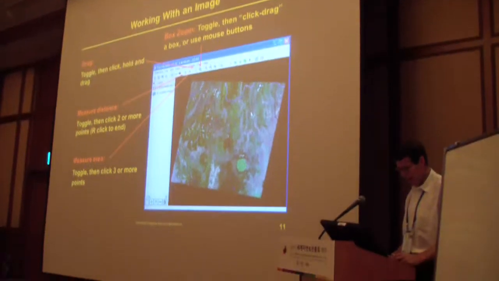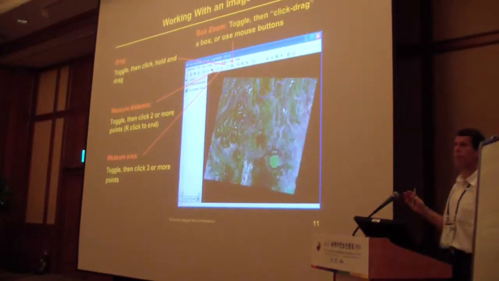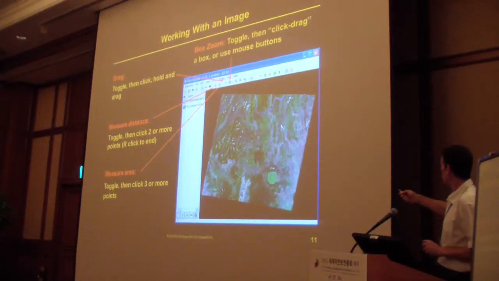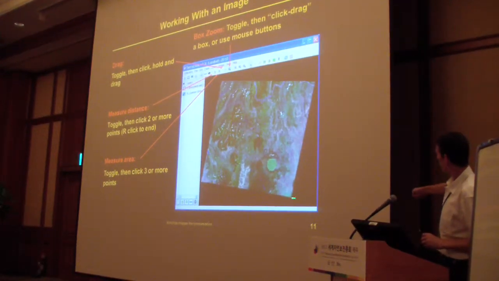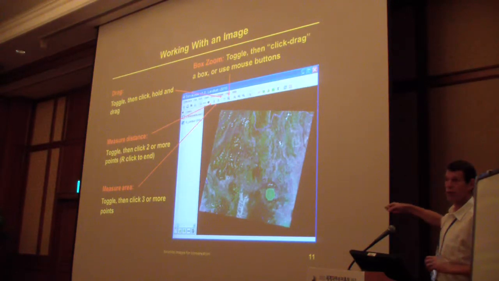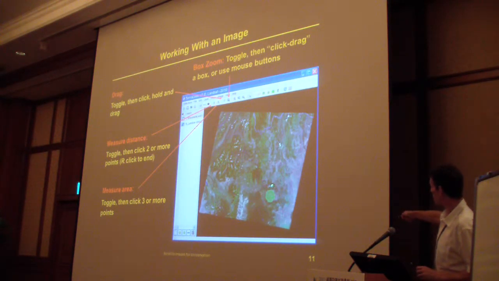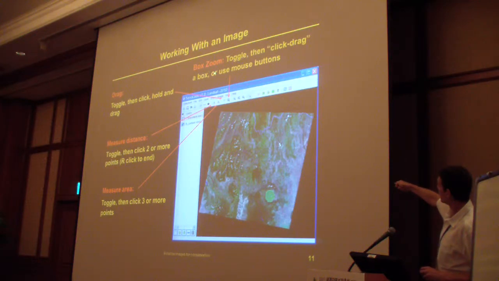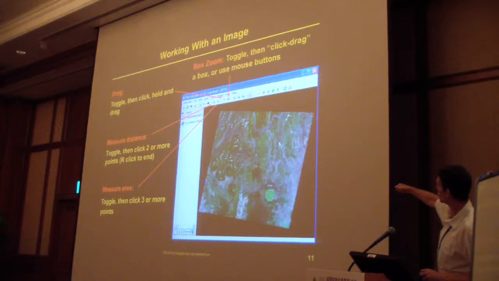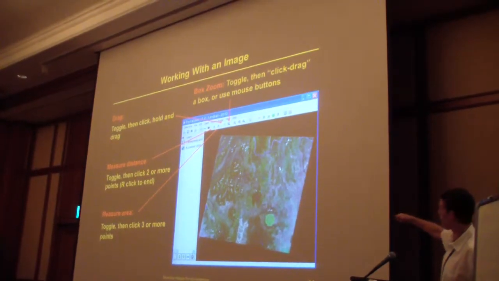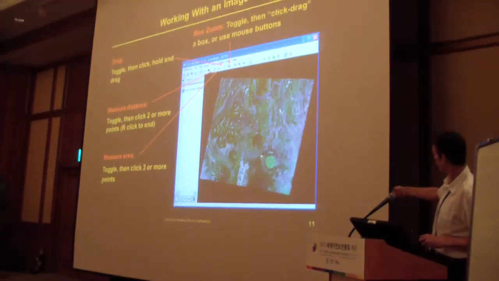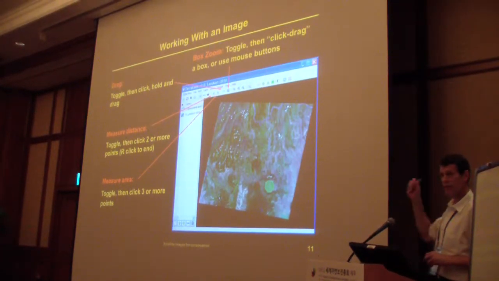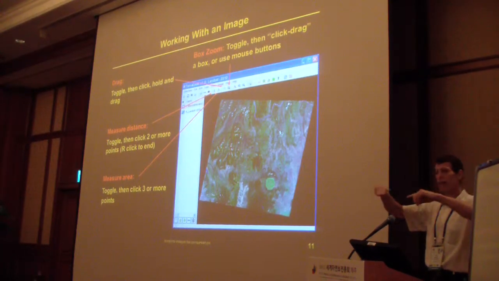Okay, so next, there's a bunch of really simple things you can do with an image. The first one is, you're probably going to want to zoom in. Here we have a Landsat image. It's 180 kilometers on the side. We're interested in this area right in here. So there are two ways to zoom in. You click in this box, zoom. It's a magnifying glass with a little square around it. You click that, and then you can click and drag a box across the image. It'll zoom in to the area that you boxed up.